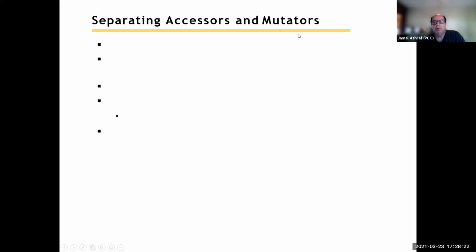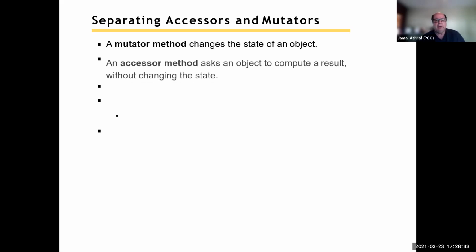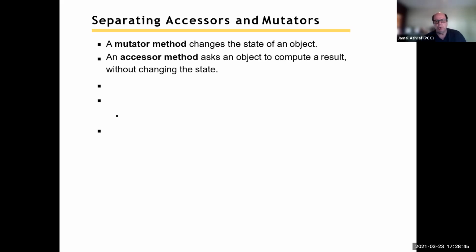All right. Next topic is about accessors and mutators. We already talked about this in chapter 3. So just a review on that one. The mutator is going to change the state of an object. The accessor is just going to do some reporting. So it's just going to give me some value or do something.